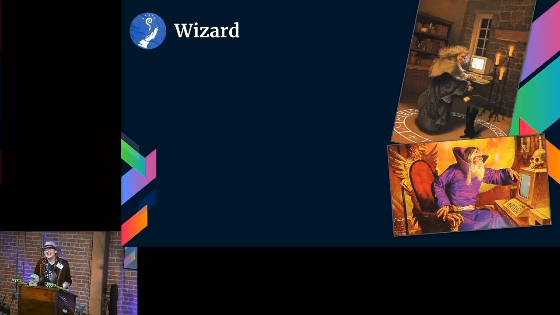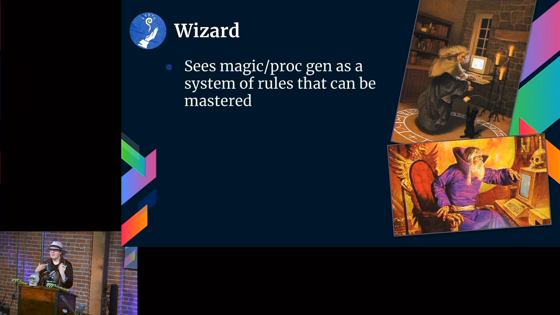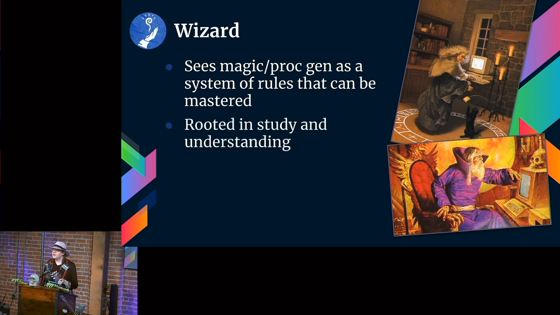Wizards. So, the archetypical arcane caster, the first thing most people tend to think of when they hear magic, and for good reason. The wizard is someone who thinks of Proc Gen or magic as a system of rules that can be mastered, something that can be understood and taken advantage of. And particularly, their approach to it is rooted in study and understanding. If you learn all the formulae and magical sigils and everything that underlies magic or Proc Gen, you can change the universe or make really cool dungeon levels.